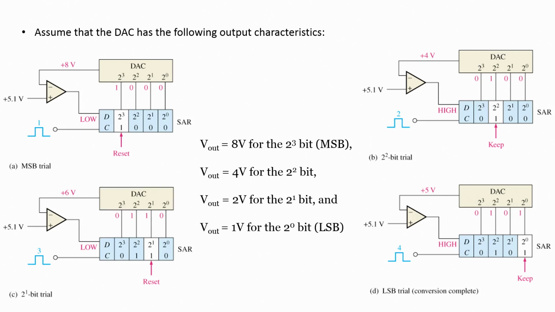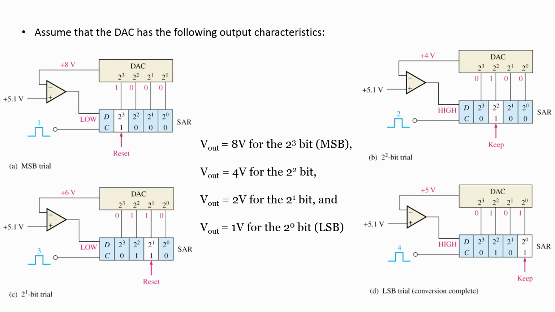You can see here, assume the DAC has the following characteristics. You can very clearly see plus 5.1 volts is given. Now, if you have here 8, then 8 volts is greater than 5.1, so low is sent, right. So, now it is sent here. When you apply a clock, you have 1 0 0 0. But if you have 6 volts, right, then what will happen?